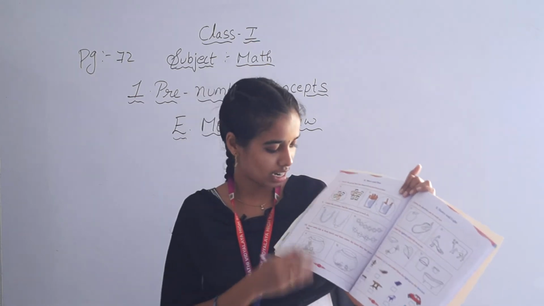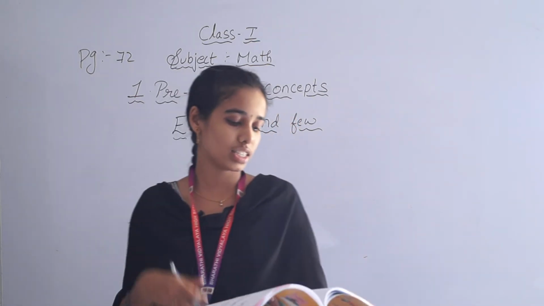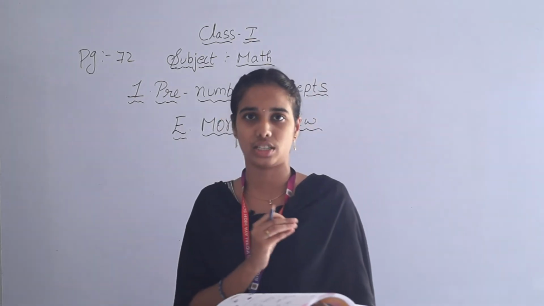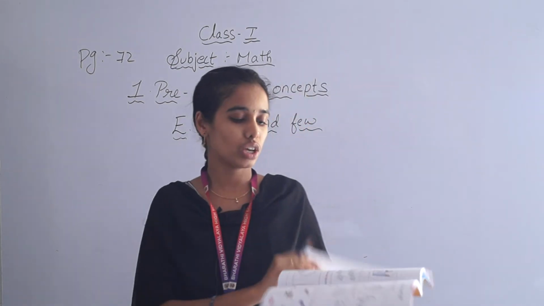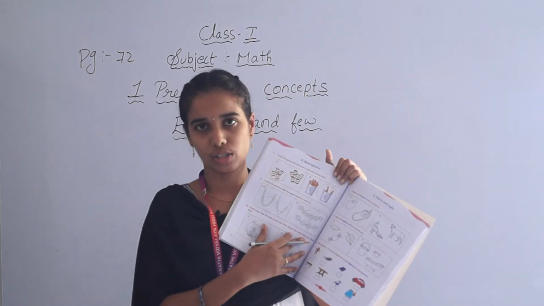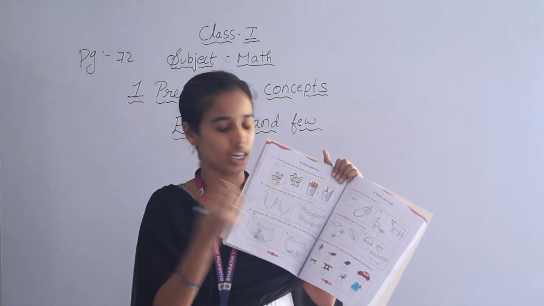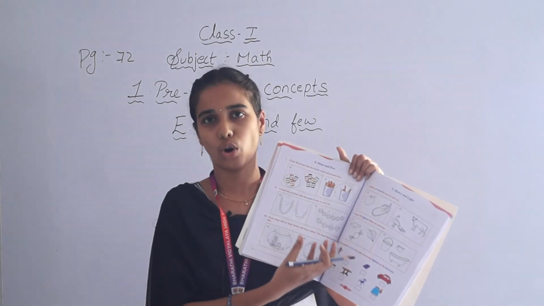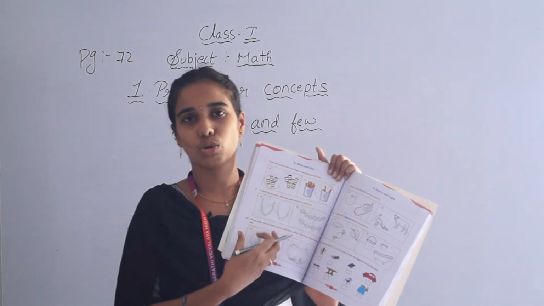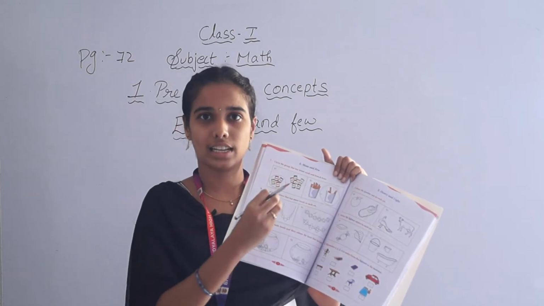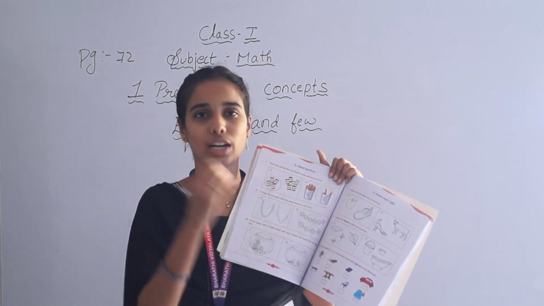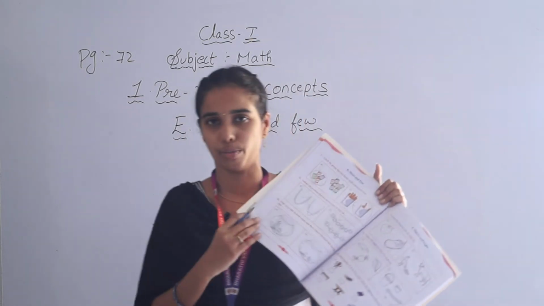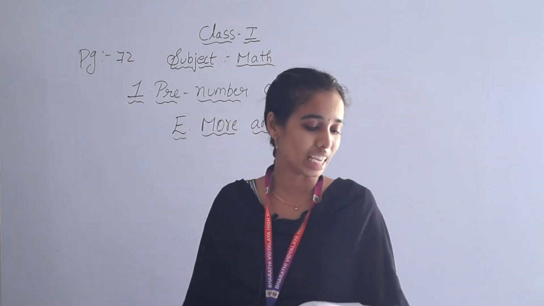So another one, third bit, draw some fishes in both bowls and then color the bowl that has fewer fishes. Fewer means less fishes. So here they are giving 2 bowls. Here you have to draw some fishes, like one bowl has 5 fishes and in the second bowl you have to draw 2 or 3. In these 2 bowls, the one which has less, means fewer fishes, you have to color that bowl. This is an activity you have to do at home. So from this we completed our E exercise.